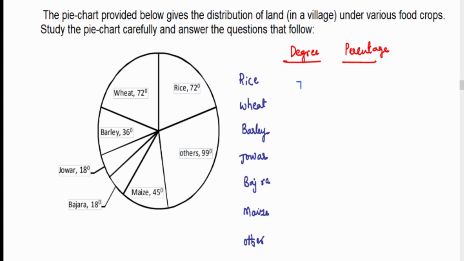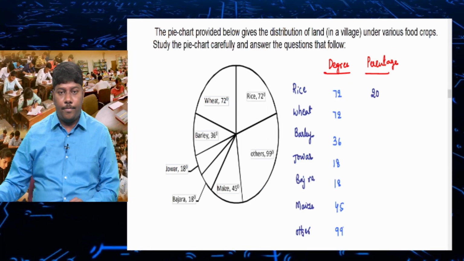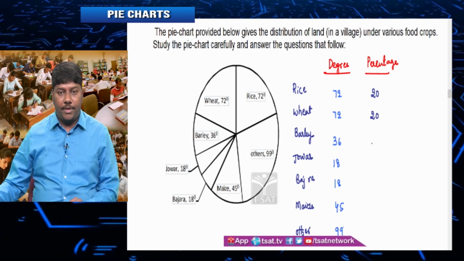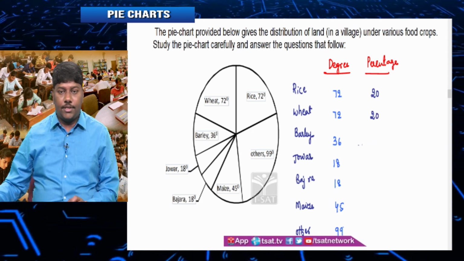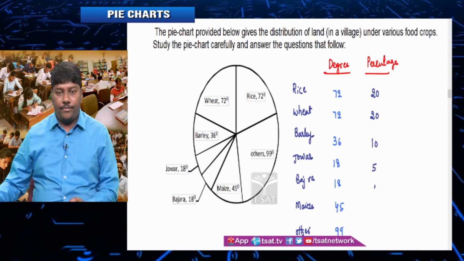Look, rice is 72 degrees, wheat is also 72 degrees, barley is 36 degrees, jowar is 18 degrees, bajra is 18 degrees, maize is 45 degrees, others is 99 degrees. If I convert it in terms of percentage, we know 18 fours are 72, therefore 5 fours are 20. Wheat is also 5 fours are 20. 18 is nothing but 5. 36 is 18 twos are, therefore it is 10. 18 is 5. 18 is 5.